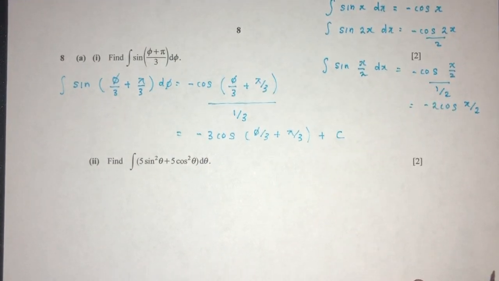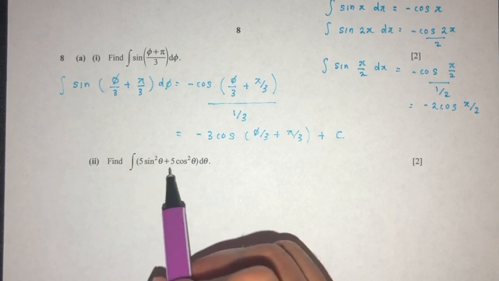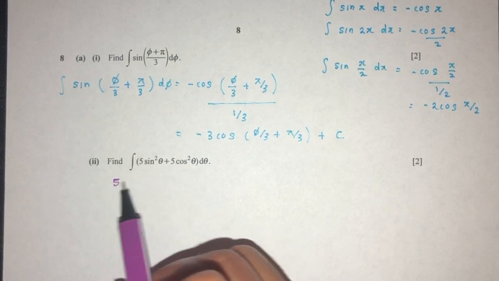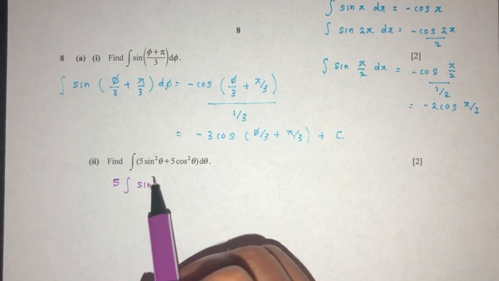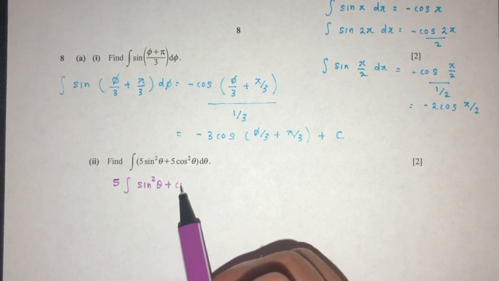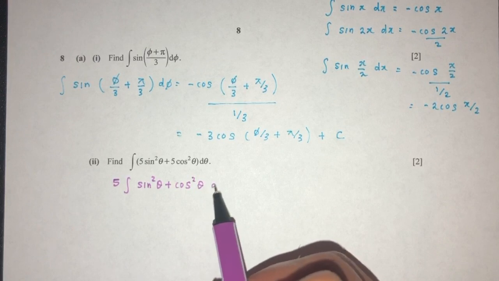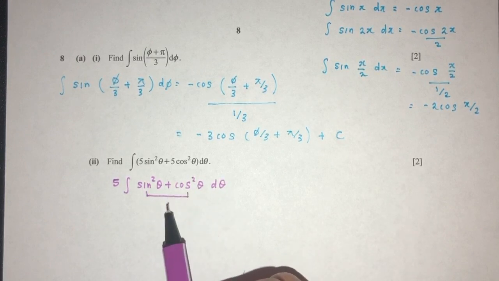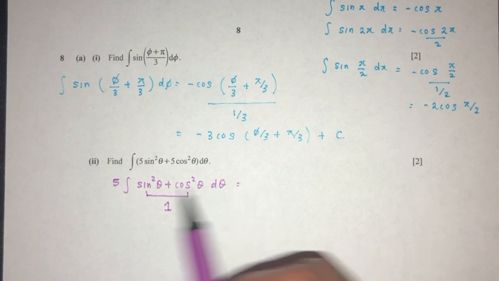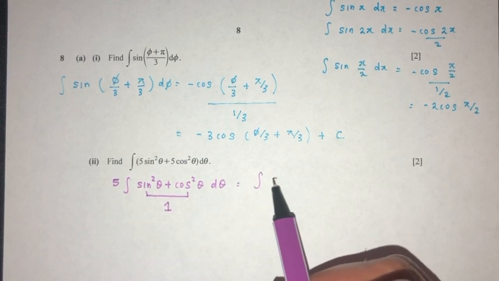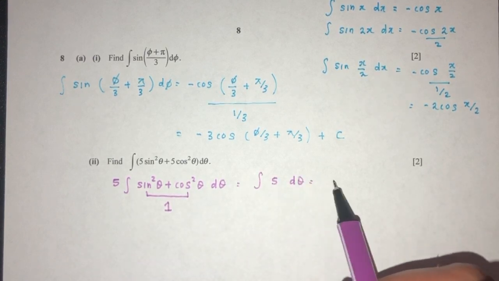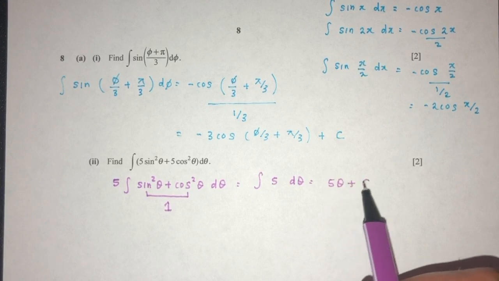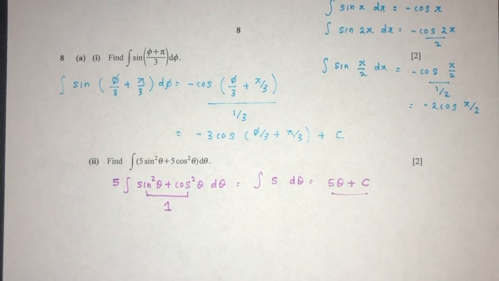Now for part 2, we have to find this. So first things first, let's try to factorize the 5 outside. You will have 5, and you have sine squared theta plus cos squared theta d theta. Now we have to know that this plus this has to be 1. It will be 5 times 1, which is just 5 d theta. That will be 5 theta plus c as your answer.